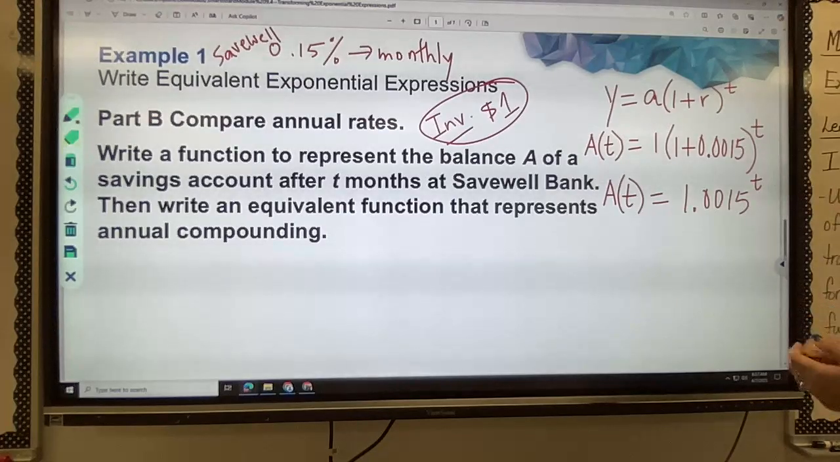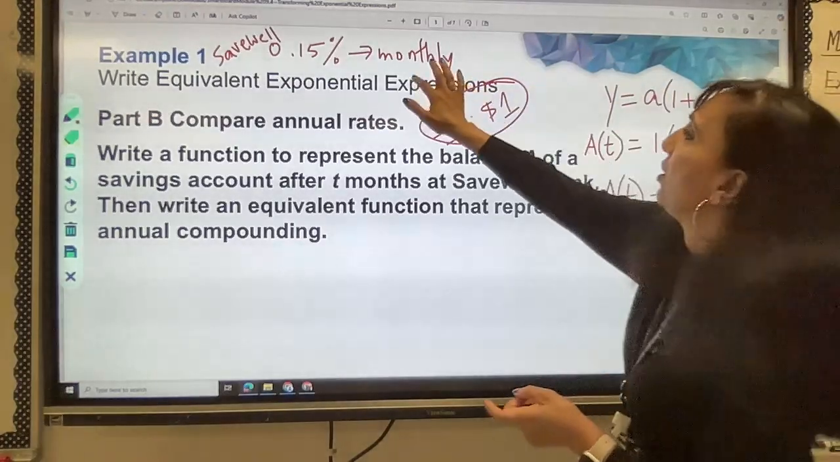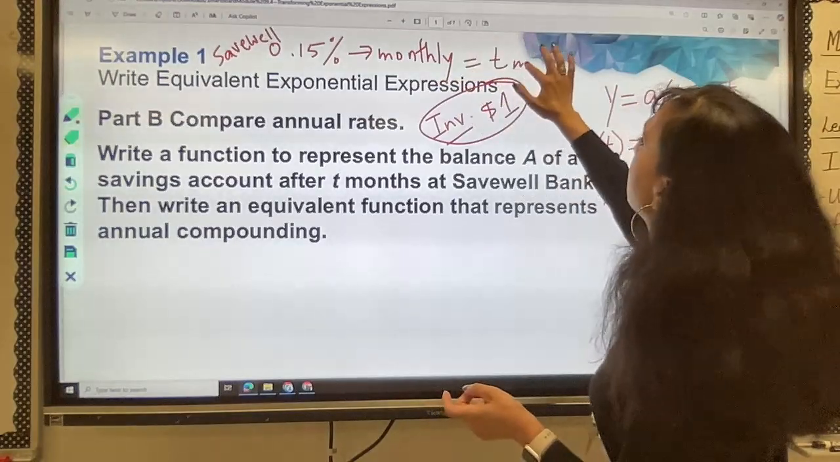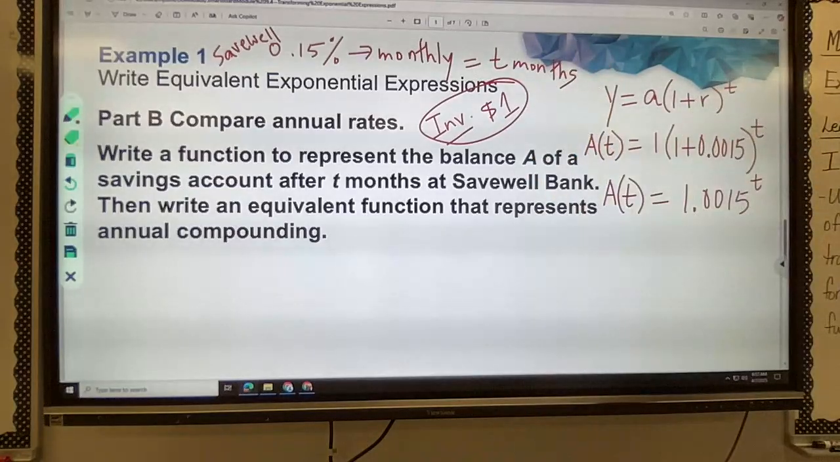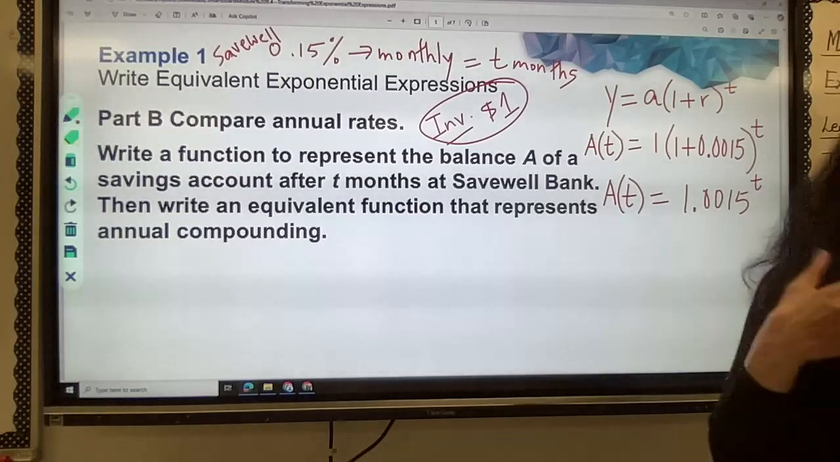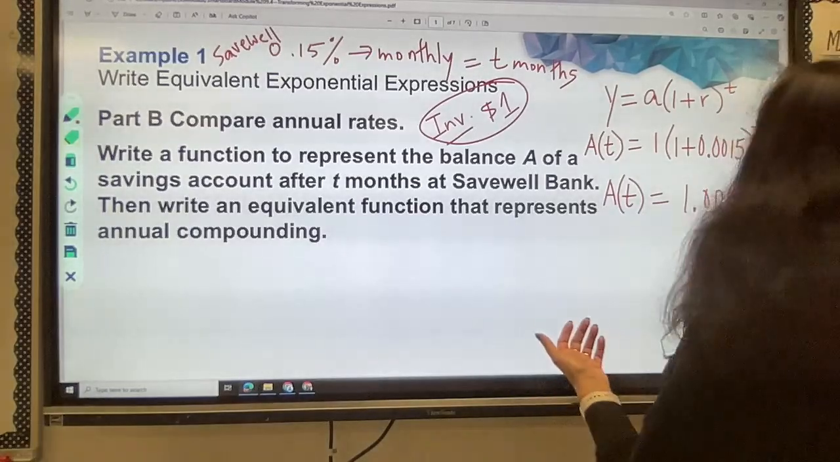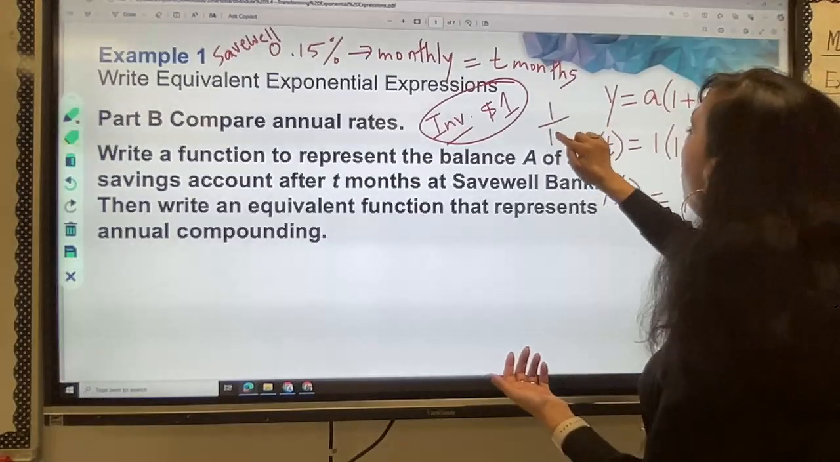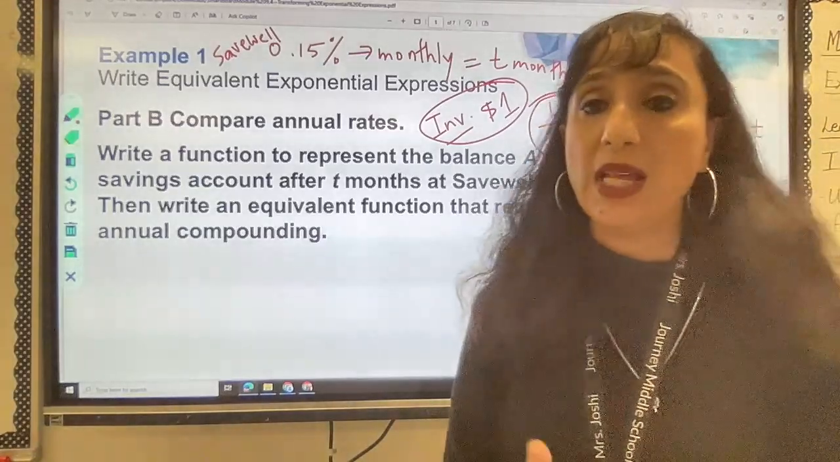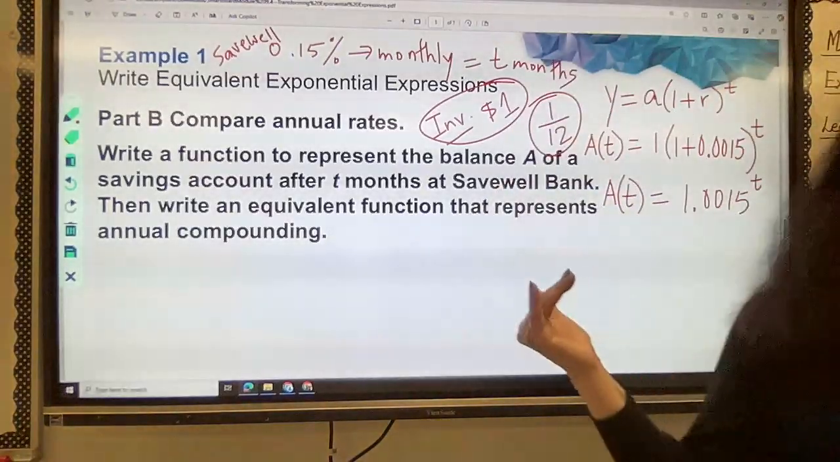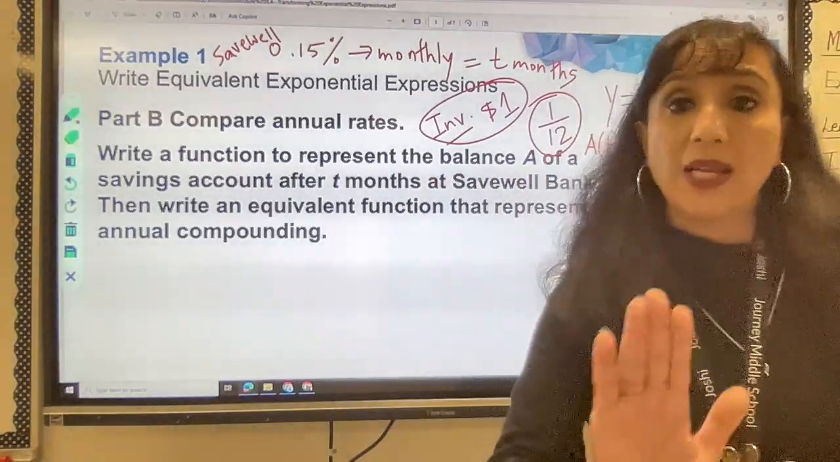Okay, this is t months. Over here, it is monthly, remember? So it's t months. But what do we need to do? We need to compound it yearly. So since there are 12 months in a year, the exponent should be 1 over 12, because now we are compounding it monthly. Okay, so from annual, we are going to monthly.